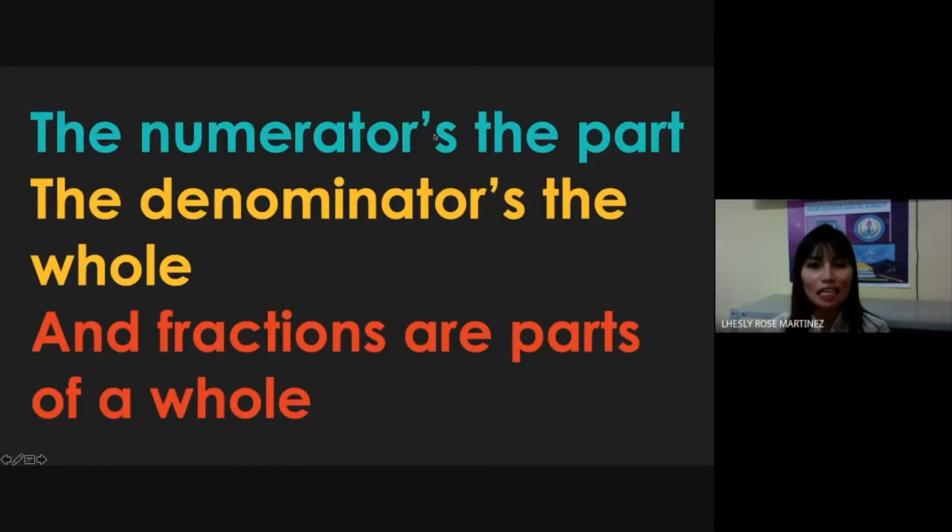Okay, so we will sing this part. So it goes like this. The numerator is the part, the denominator is the whole, and fractions are parts of a whole.